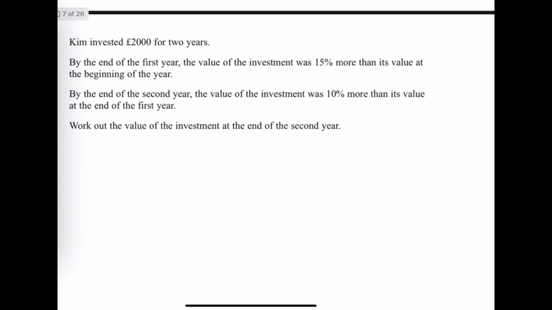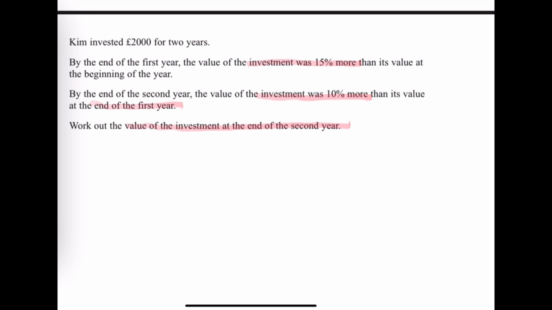8. Kim invested $2,000 for 2 years, and by the end of the first year, the value of the investment was 15% more than its value at the beginning of the year. And by the end of the second year, the value of the investment was 10% more than the value at the end of the first year. So work out the value of investment at the end of the second year.